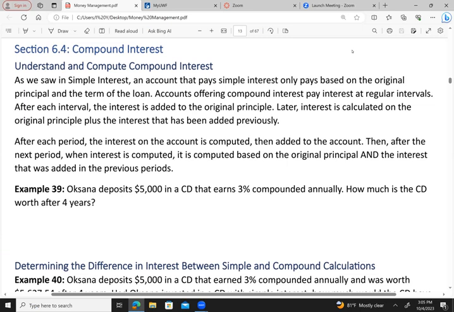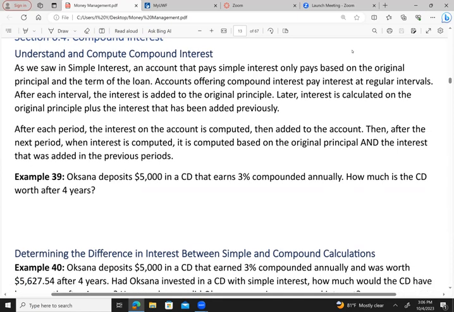Accounts offering compound interest pay interest at regular intervals. After each interval, the interest is added to the original principal. Later interest is calculated on the original principal plus the interest that has been added previously. After each period, the interest on the account is computed, then added to the account. Then, after the next period, interest is computed based on the original principal and the interest that was added.